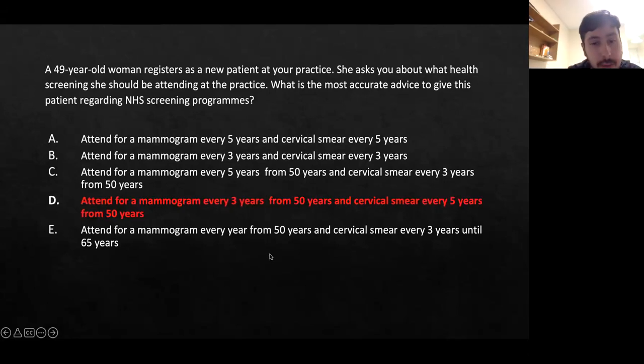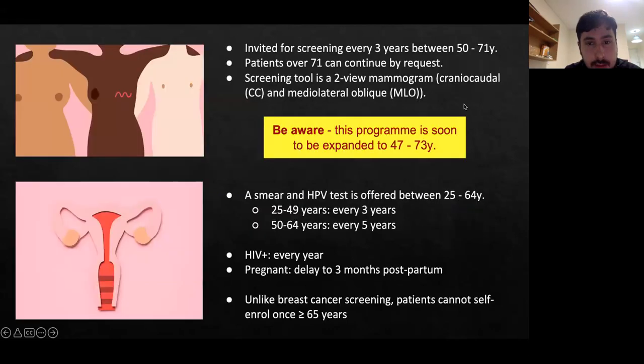So this is attending for a mammogram every 3 years from 50 years and a cervical smear every 5 years from 50 years. So patients are invited for breast screening every 3 years from 50 to 70. And they can continue this over 71, but this has to be requested. What they do as part of the screening is a clinical examination and also a mammogram. And this mammogram comes in 2 views, which is craniocaudal, so from top to bottom, and a mediolateral oblique, which is from the side.